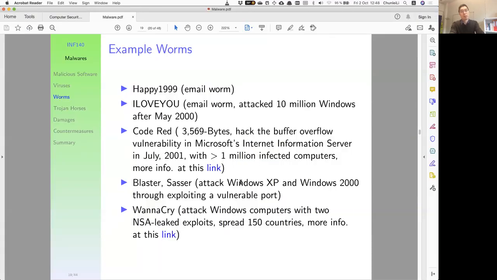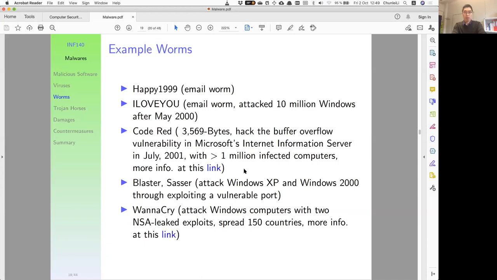The second one is here. All I list here are very dangerous and serious computer worms. The second one is Code Red. It's a very short piece of worm. It has less than 4,000 bytes in its code, and it tried to exploit a buffer overflow vulnerability in Microsoft Internet Information Server.